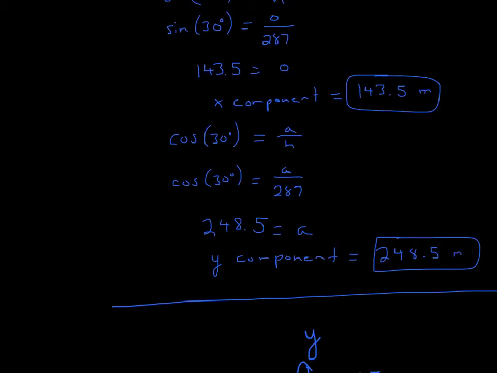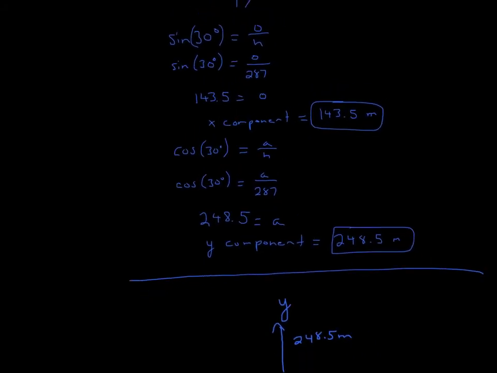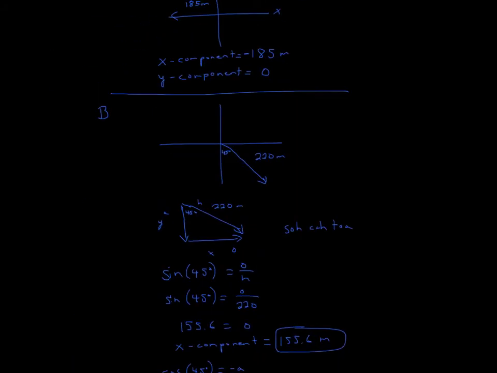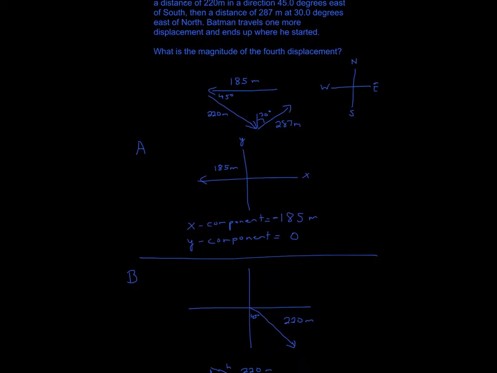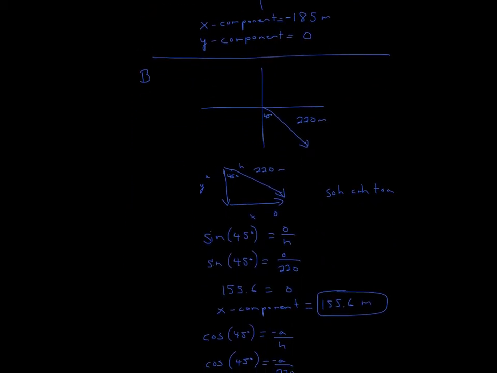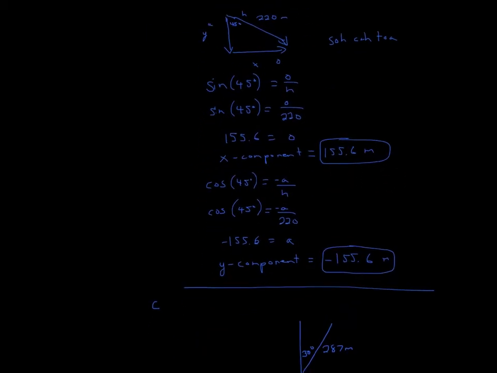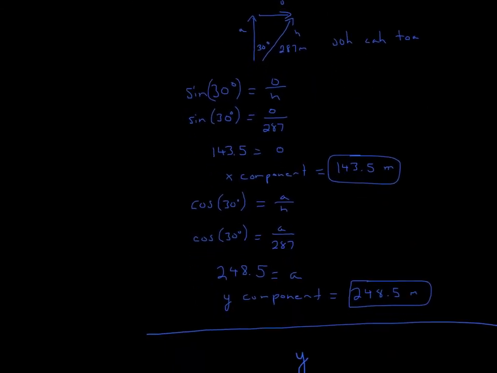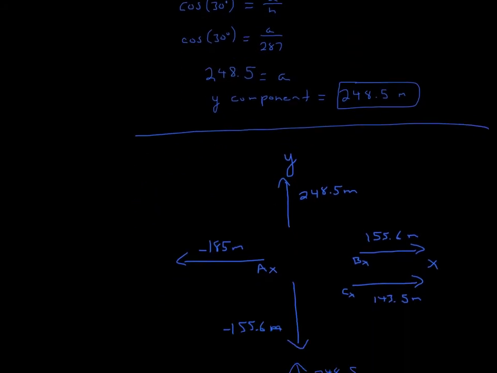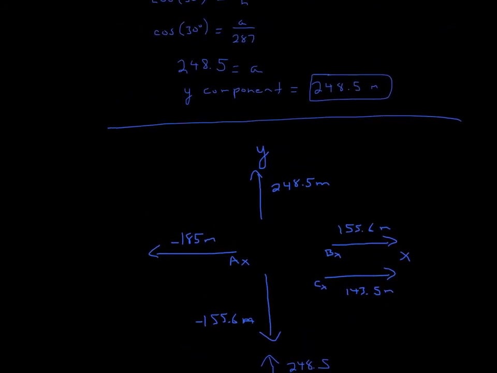Okay, so now we finished finding all the x and y components. Now we just go back up and record each one of them. So here we said it was negative 185. Here we said it was negative 155.6, and here 143.5 and 248.5. So all I'm going to do is draw all of that. And I just labeled all that information here, like all the numbers you just saw.